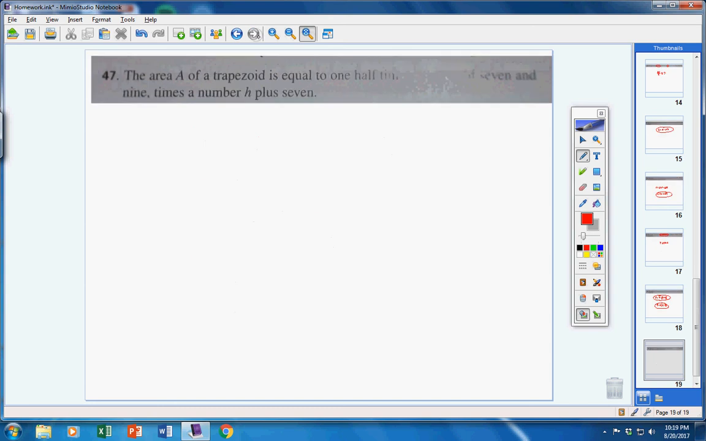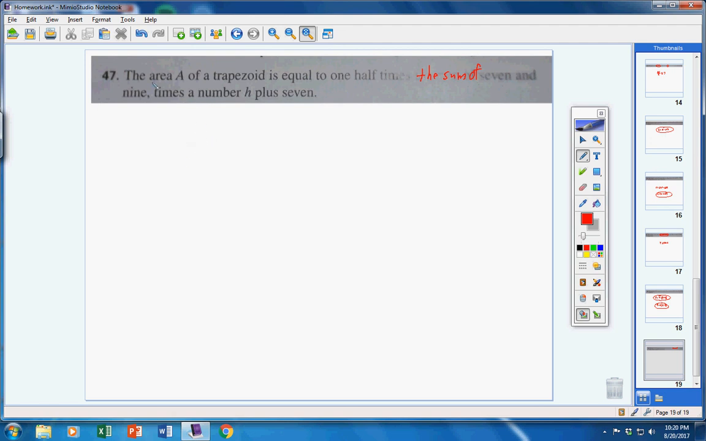Alright? Okay, last one. The area, kind of hard to read here. Let's see, what does it say? 47. Let me turn to my book here. Okay, what does it say? It says 1/2 times the sum of 7 and 9 times the number h plus 7.